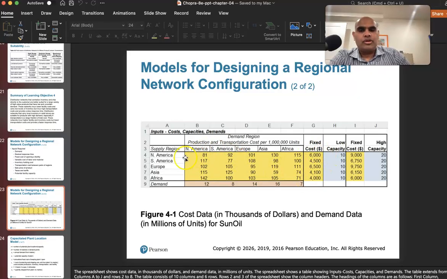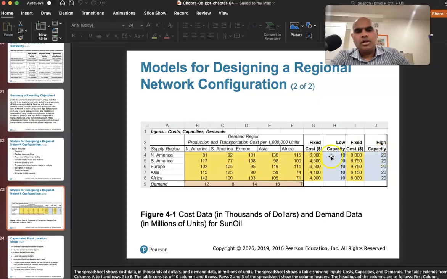So these are the variable costs that are involved per million units. And these are the fixed costs. For me to build and run a plant in North America, it's going to cost about $6 million, and the capacity is right here. The capacity is 10 million units. So that is a low capacity plant. You can also build a high capacity plant in North America. Sorry, the fixed cost for running that will be $9 million and the capacity will be 20 million units.